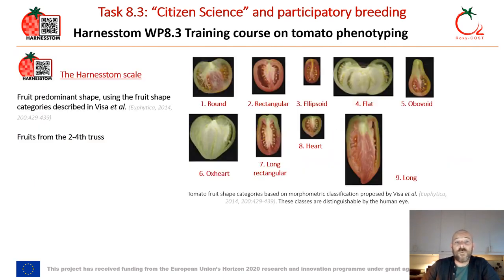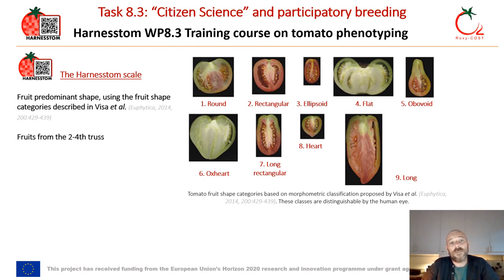An easier system to use is the one proposed by Sofia Visa and collaborators in their work published in 2014 in Ophitica. Based on morphometric data and Bayesian classification, these authors proposed a classification based on 9 classes. These are distinguishable by the human eye, as you can see in the image. The main classes are the following.